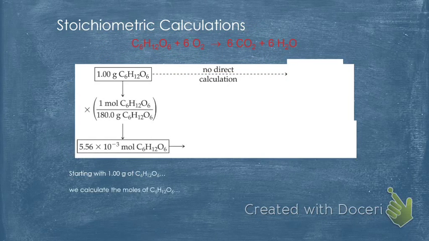So instead, we're going to use the molecular weight, which if you look at the periodic table to get the atomic weights for each of the elements, you're going to find out that the molecular weight of glucose here is 180 grams. So when we convert that to moles, we're going to find that we have 5.56 times 10 to the minus 3 moles of glucose.